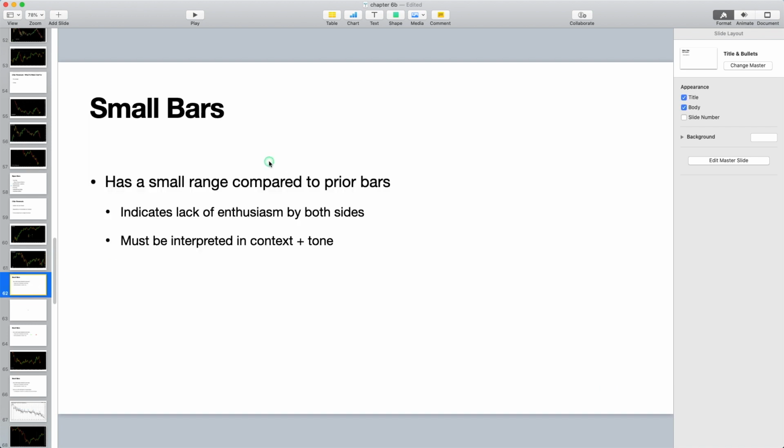The next major section of chapter 6 is about small bars as signal bars. The small bars are just bars that have a smaller range compared to the prior bars, but they're important because they tell us something, and they indicate a lack of enthusiasm by both sides.